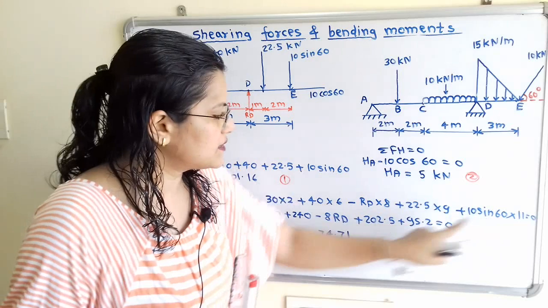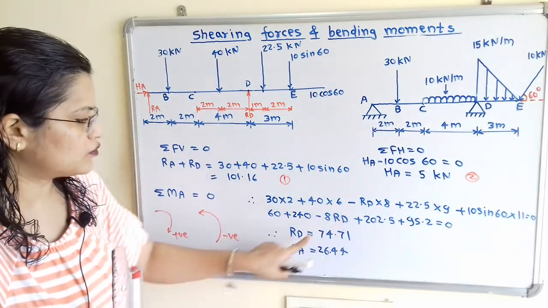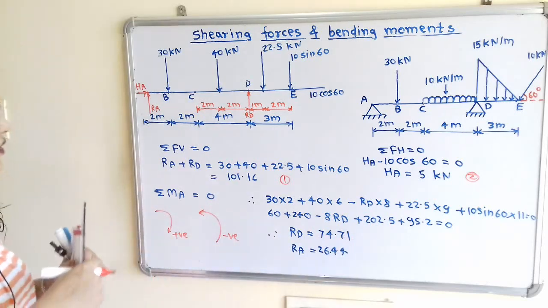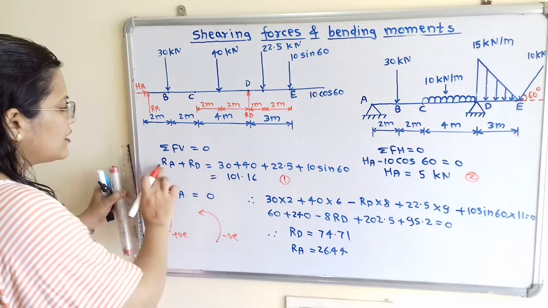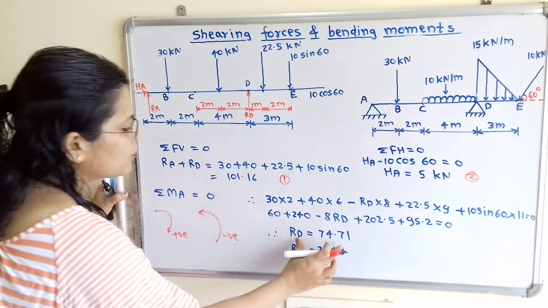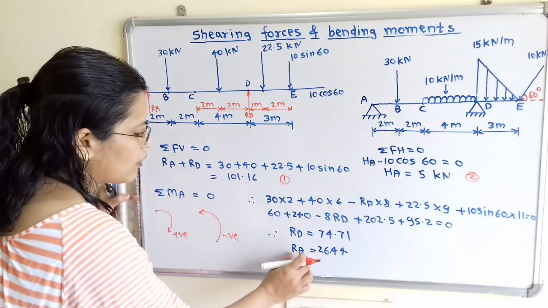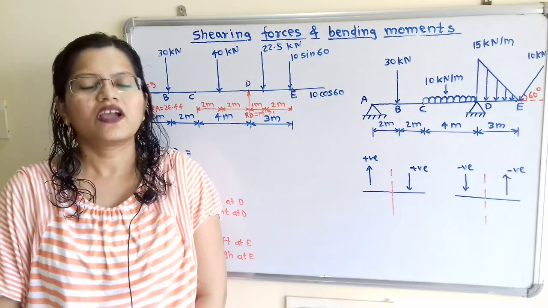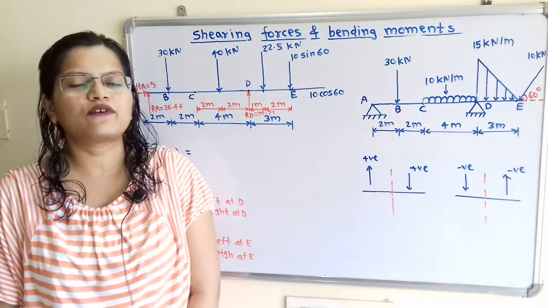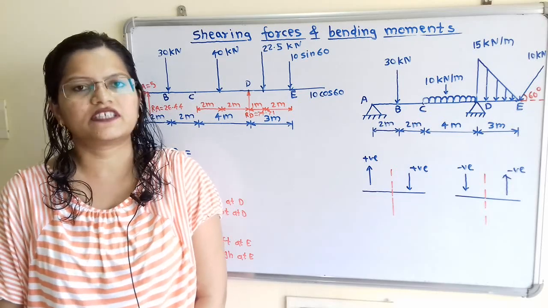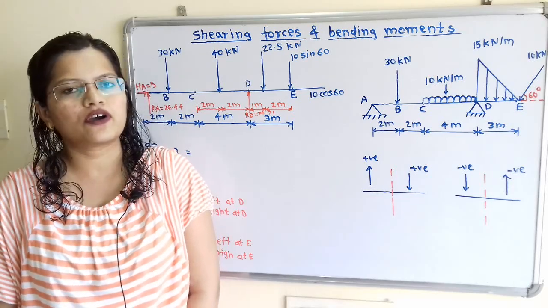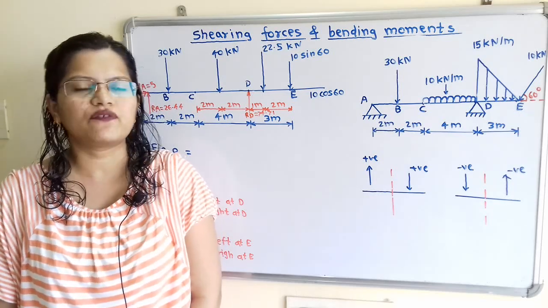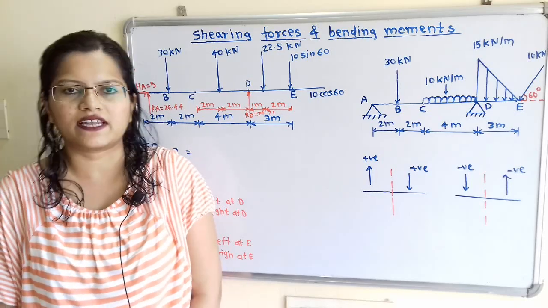When we solve this, we will get the unknown term RD. Its value is 74.71 kilonewton. Now we have equation number 1 in terms of RA and RD. So when we put the value of RD, we will get the value of RA as 26.44 kilonewton. To calculate shear force, we have to take the summation of all the forces either on the left hand side or on the right hand side. In this question, we will take the summation of all the forces on the left hand side of the selected point.